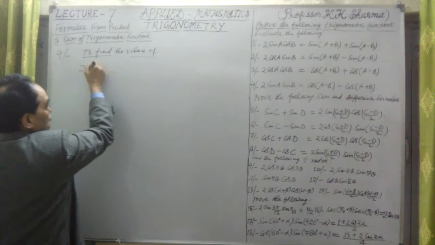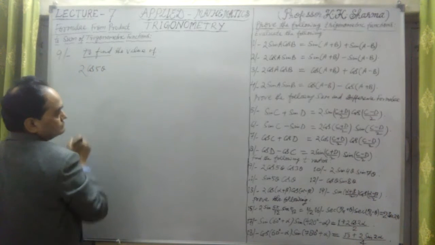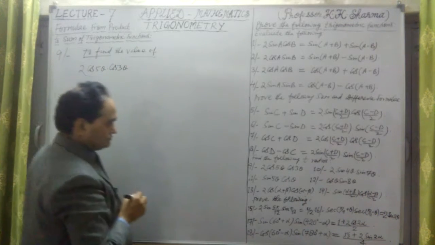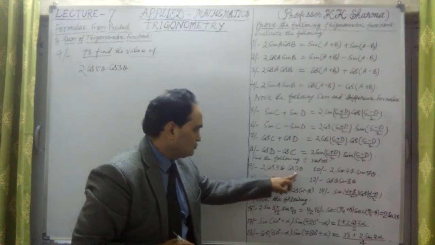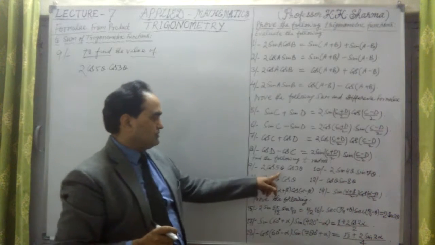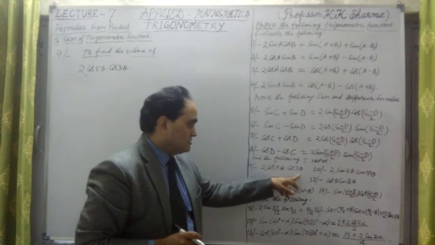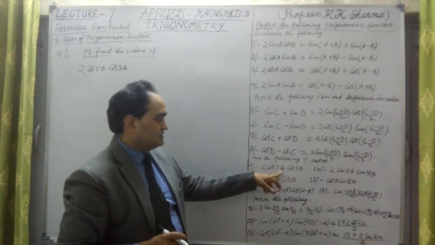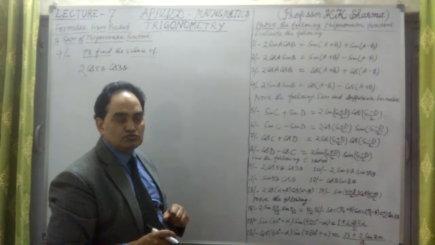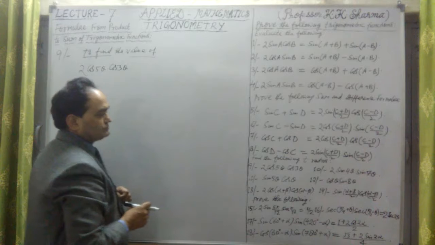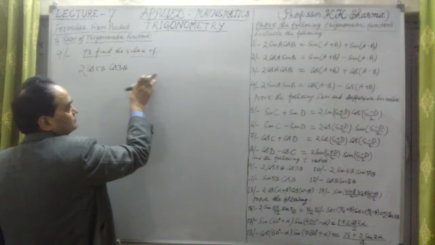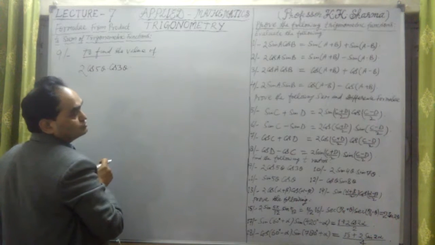This is 2 cos 5 theta into cos 3 theta. Here 5 theta is the bigger, positive value and 3 theta is the lower one. So we put this as A and this as B. So twice cos A into cos B. Let us take the product formula, the third one, for 2 cos A cos B.